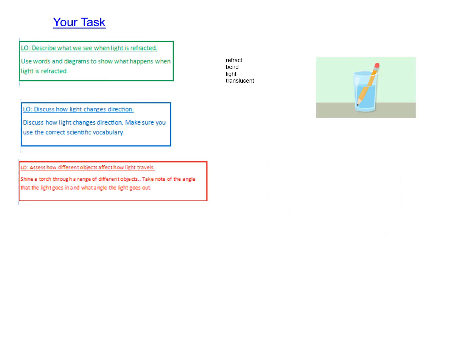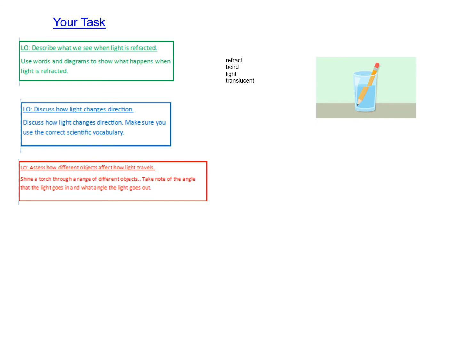So your tasks. Green, you're going to use words and diagrams to show what happens when light is refracted. You can present this any way you want. Your blues, you are going to discuss how light changes direction. So think about that scientific vocabulary. Can you also look at light speed? Can you think about refraction? Can you think about what materials get refracted, whether it's translucent, transparent and opaque? Can you maybe describe what all those words are?